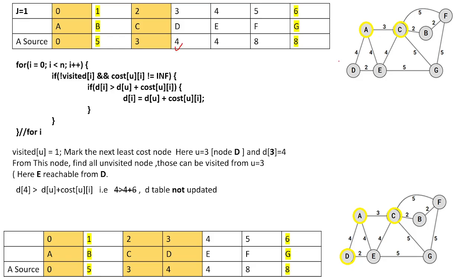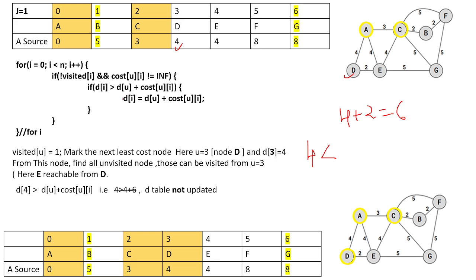That is D. From D, what are the nodes reachable? E is reachable. What is the cost of reaching from A to D? It is 4. What is the cost of reaching D to E? It is 2. This value is 6. But there is a direct path from A to E, that is 4. 4 is the minimum one.